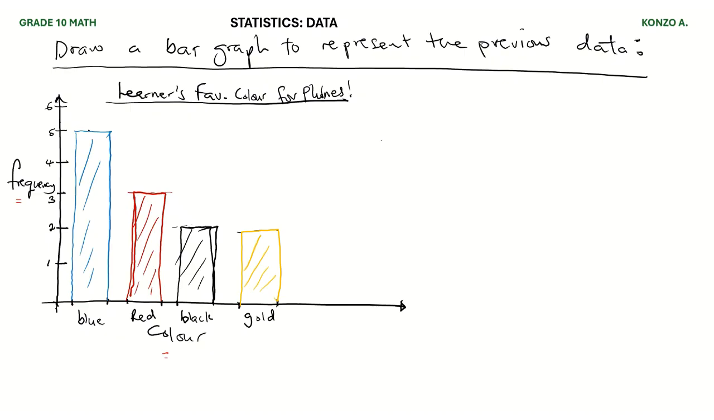All right, fine. Again, it helps us to see in a visual sense which one is the highest, that is blue, and which ones are the lowest, gold and black. That can give us a much better understanding of what is liked or favored more and what is least favored.